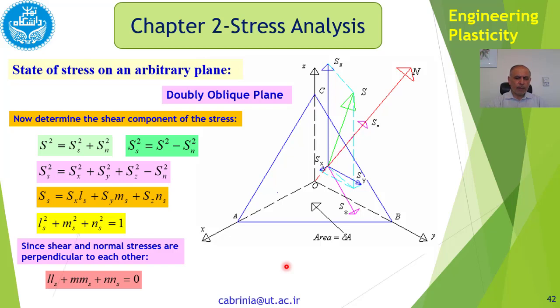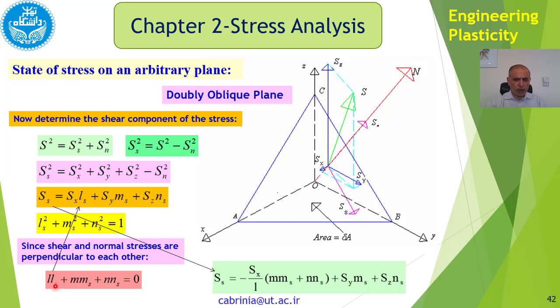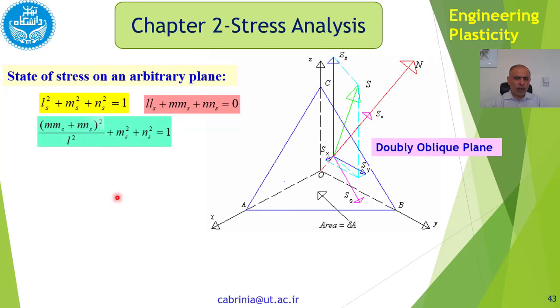And so, since we have these relationships, if I substitute here for Ls in the expression for Ss, I get Sx times minus (M Ms plus N Ns) divided by L. In other words, I have eliminated Ls from here and there, just by substituting. Ls is equal to minus (M Ms plus N Ns) divided by L. So I put it here, like that. These two remain the same. So I eliminated Ls, like that.